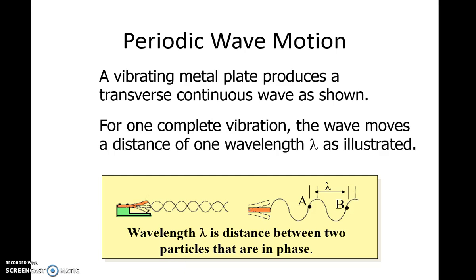Periodic wave motion. A vibrating metal plate produces a transverse continuous wave as shown. For one complete vibration, the wave moves a distance of one wavelength as illustrated. So if we pick one spot on a wave and we measure to the next spot on the next wave, that is one wavelength. So it's the distance between two particles that are in phase. So typically we either go from crest to crest at the top, or we go trough to trough to measure the wavelength.